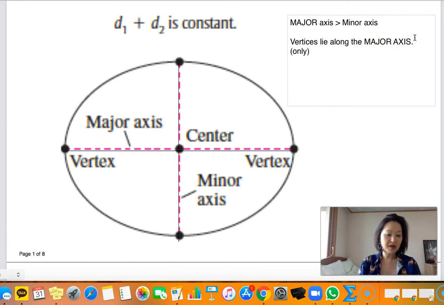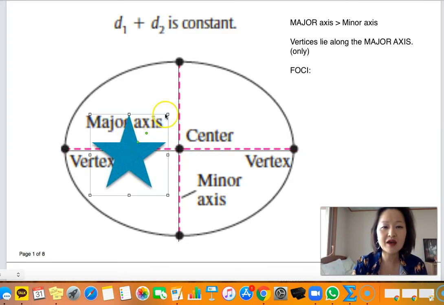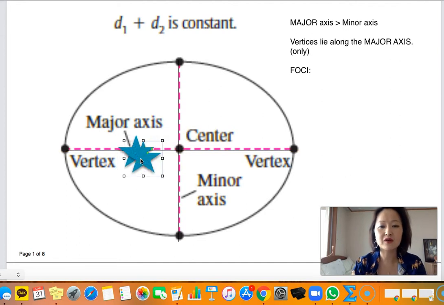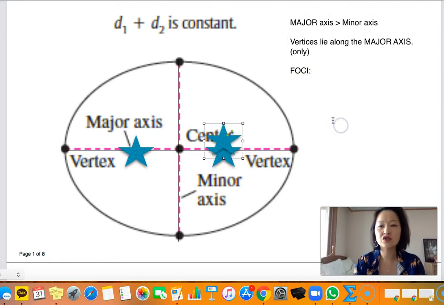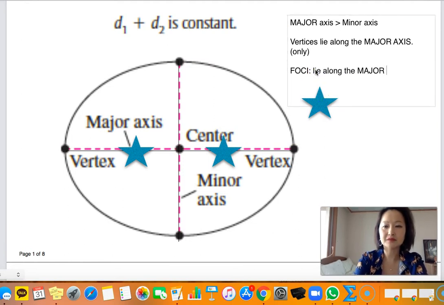Now what else can we talk about? How about the foci? You know how there are two focuses, so we call them foci. Where are the foci? Well, the foci lie here. I'm going to put stars at the foci, not too big. The foci are along where? The major axis, of course. Everything happens on the major, guys. It doesn't happen on the minor. That's where the foci occur. I'm going to put a star here too, so you can see that a focus is a star. The foci lie along the major axis. So, lots of action happening at the major axis.